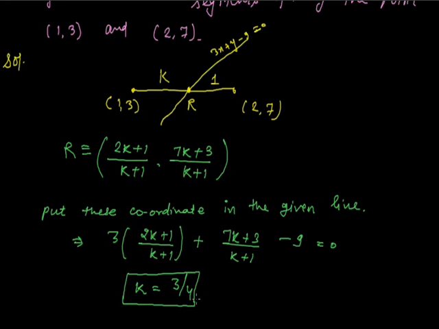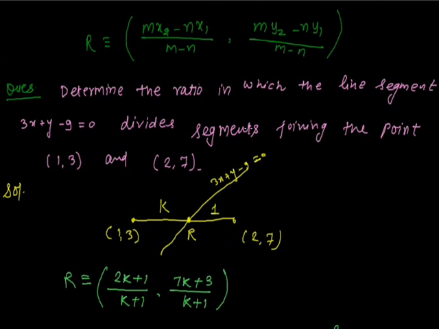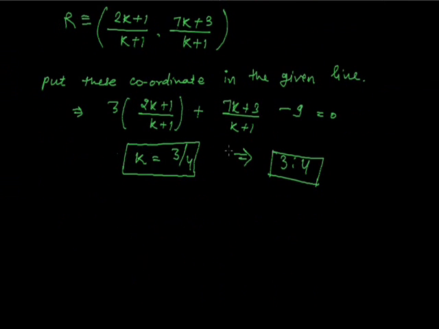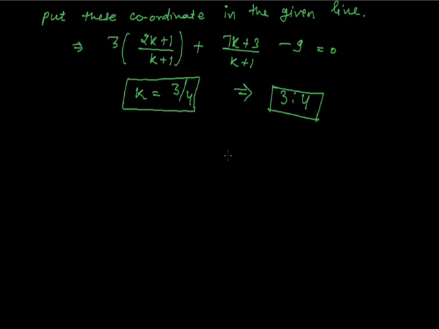Means we can say the given line will divide the line segment into the ratio of 3:4. We can say the line will divide into the ratio of 3:4. ये जो गिवन लाइन है वो इन लाइन सेगमेंट को ज्वाइनिंग करने वाली लाइन को 3:4 में डिवाइड करेगी. तो इस तरह से अपन प्रॉब्लम कर सकते हैं जिनमें अपन सेक्शन फॉर्मूला का यूज कर सकते हैं.